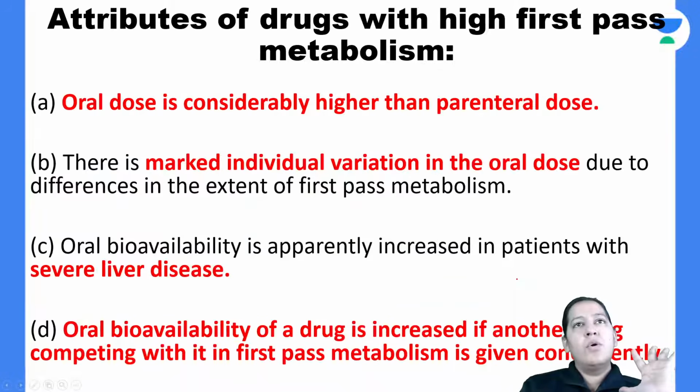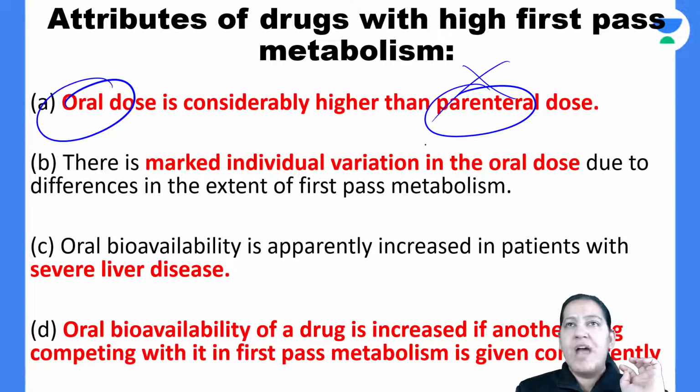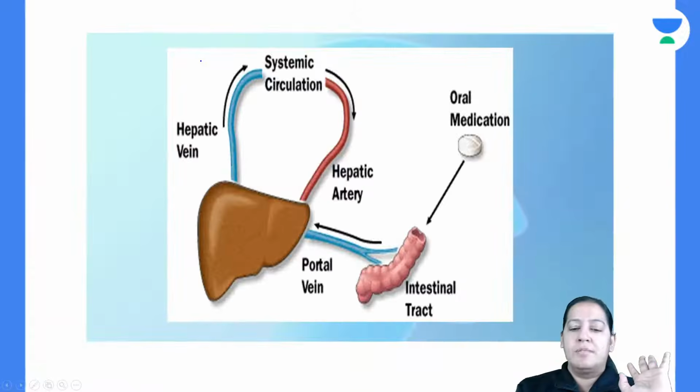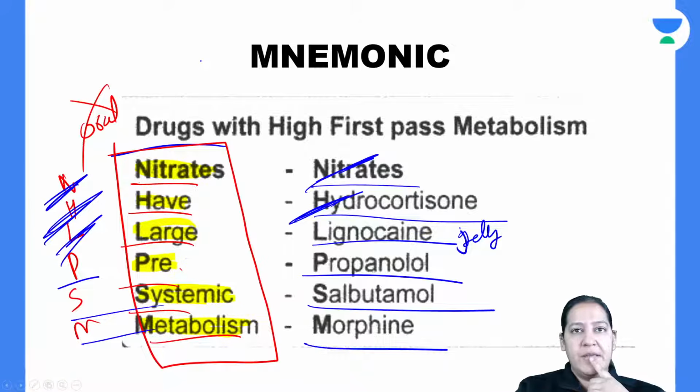For those drugs, bioavailability is more by the oral route as compared to parenteral. Parenteral routes don't have high first pass metabolism. The oral route has first pass metabolism. Give me a thumbs up.